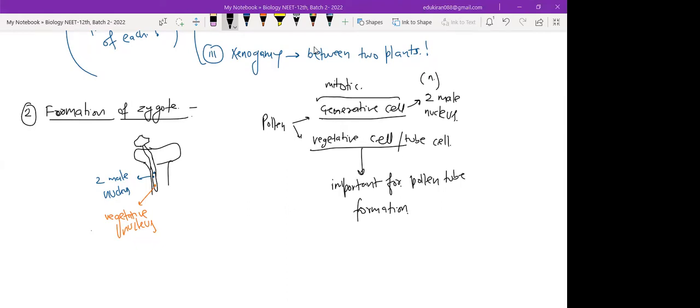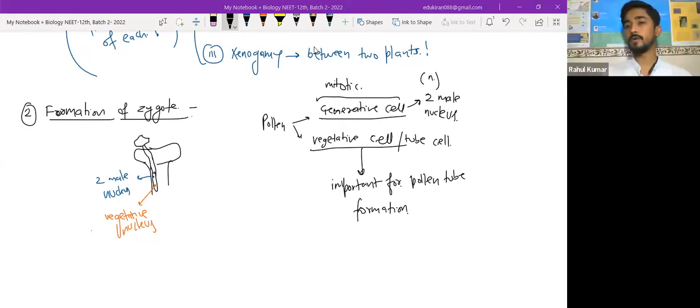But what happens is, because there are two male nucleus, correct? So of course, one will fuse with the egg to make zygote. What will the other do? Why are there two male nucleus in the first place? Because there is an event called double fertilization that happens in plants. It is a feature of angiosperms. In angiosperms, two fertilization events take place.